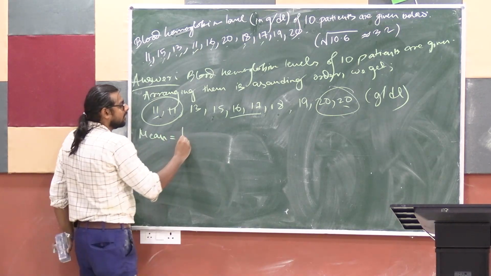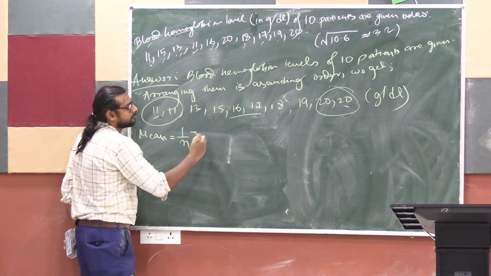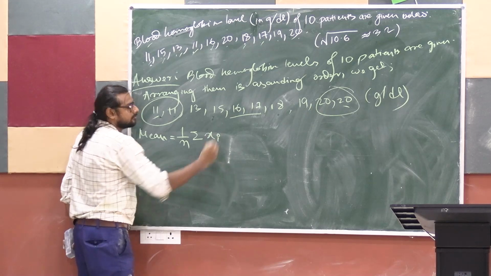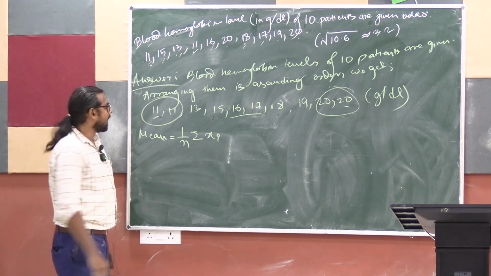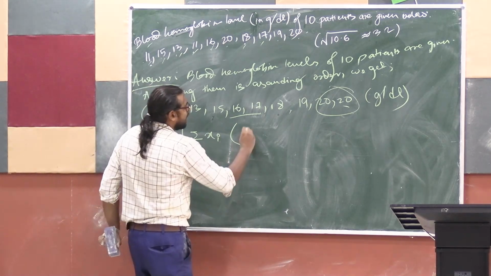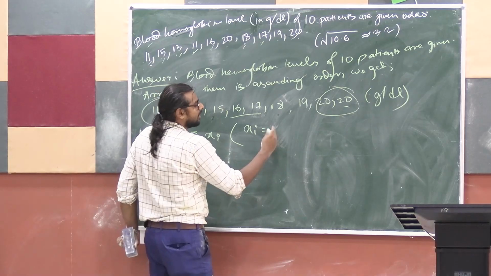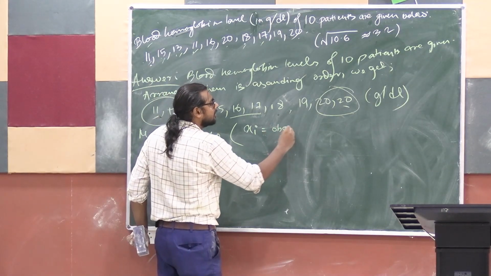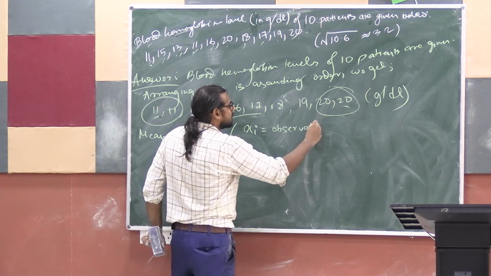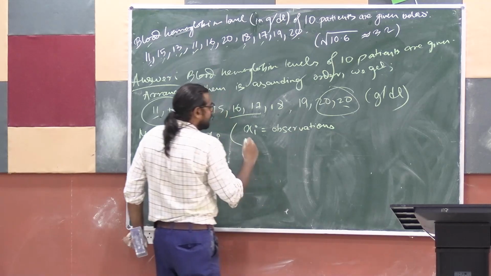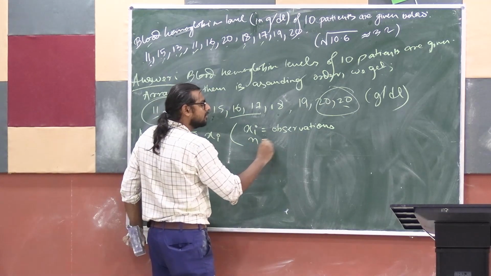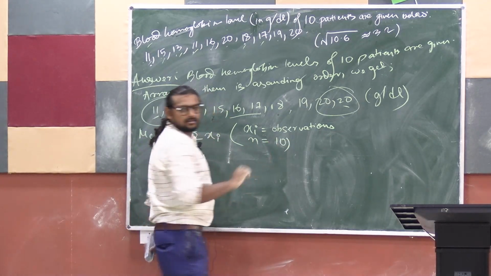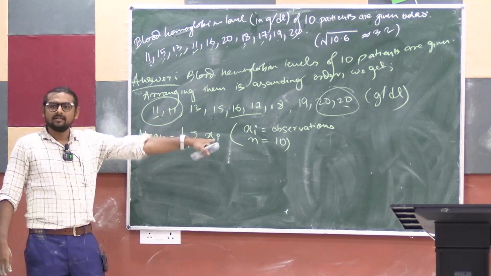We write the formula. What are xi's? Xi's are the terms of the observations, whatever you want to write, right? I would prefer observations. N is equal to 10, because there are 10 patients, right? So N is equal to 10.